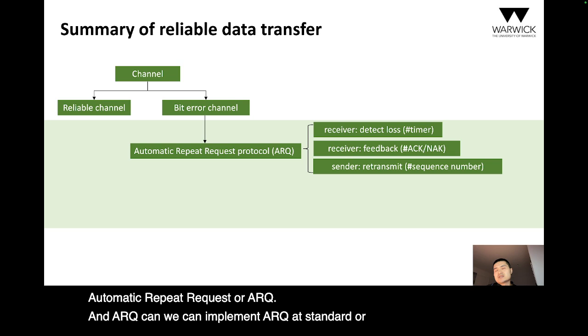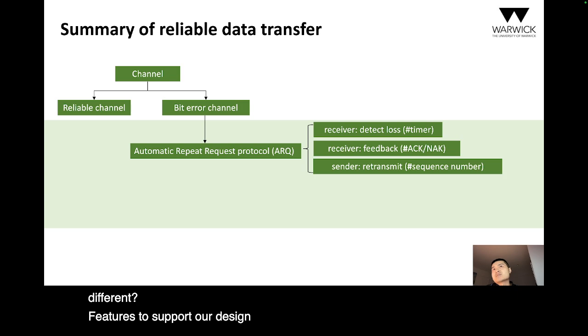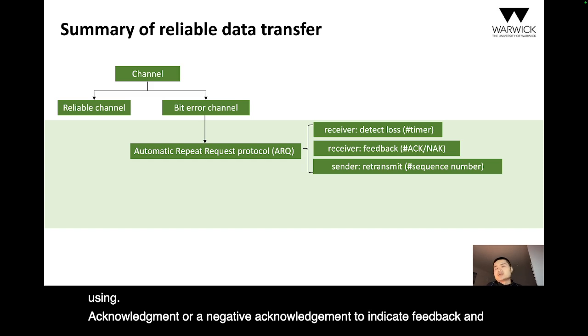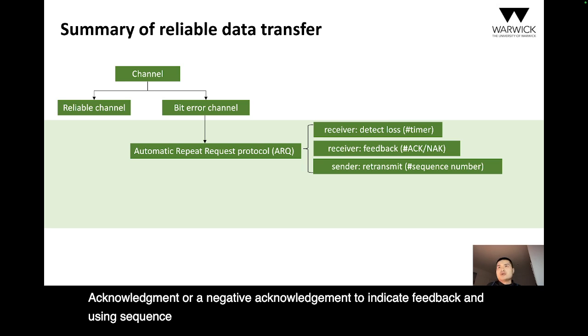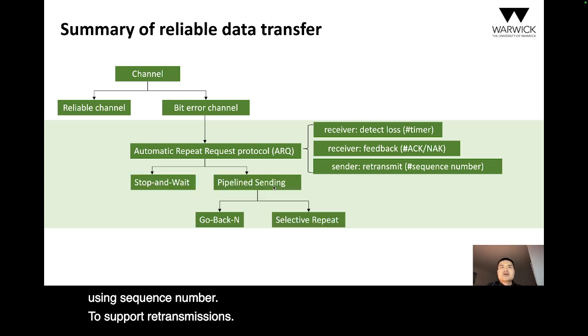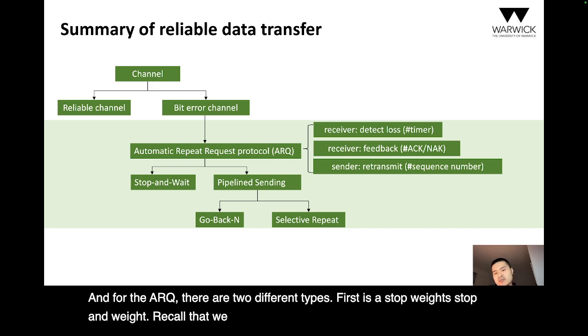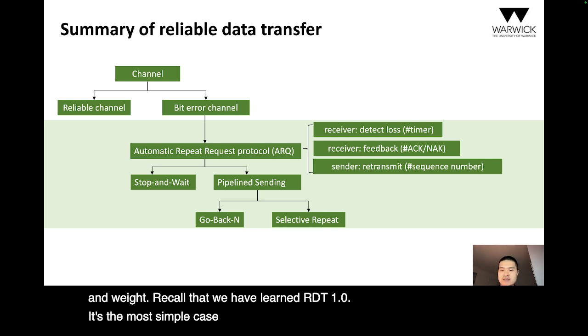We can use different features to support our design, for example using a timer to detect loss, using acknowledgement or negative acknowledgement to indicate feedback, and using sequence number to support retransmissions. Okay. And for ARQ, there are two different types. First is stop and wait. Recall that we have learned RDT 1.0. It's the simplest case of a stop and wait protocol.